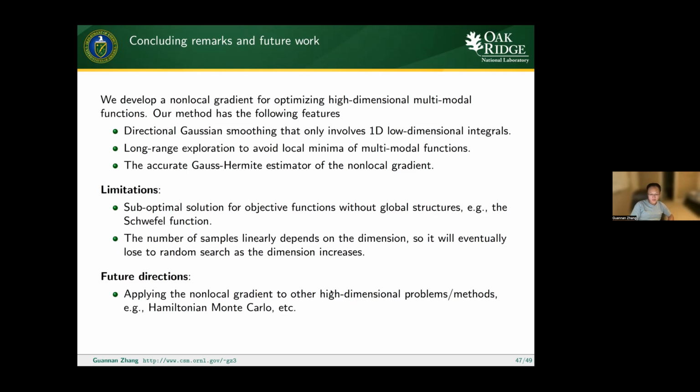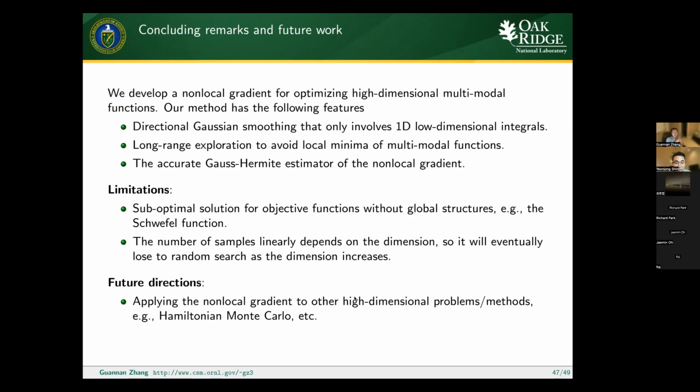So there are some limitations, right? Basically, our method works only for functions with a global structure. If the function does not have a global structure, our method cannot find the global minimum. And some future directions: the non-local gradient is a very general concept. We can apply it in many other contexts that require a gradient, like Hamiltonian Monte Carlo, etc. So yeah, that's it.